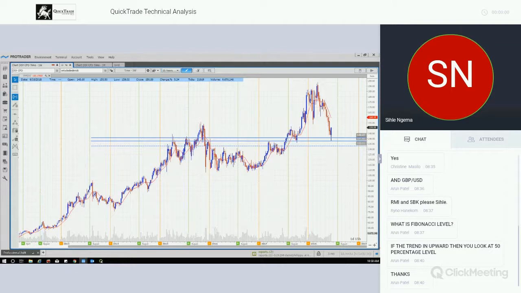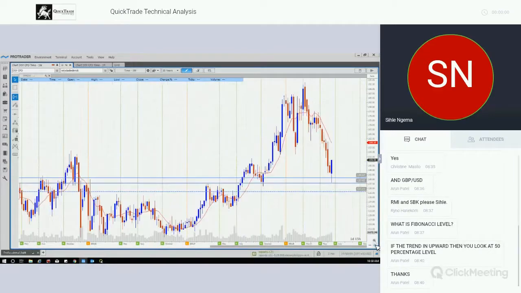It's important to always refresh your charts. Every time you change to a new time frame, you must always refresh. To refresh, just right click on any blank space on your screen and go down here and say refresh. Then your chart will refresh.